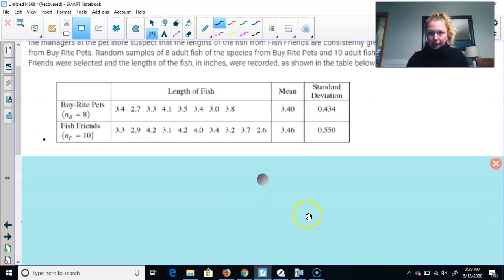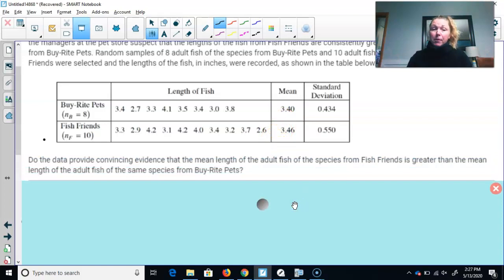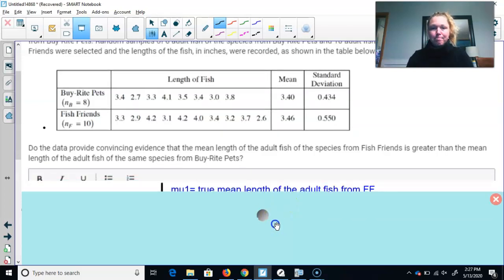Here we go, okay? So you can see that we have our data here, and then we have our statistics, which is kind of nice. That can eliminate a step for us, possibly. I'll talk about that here in a second. Do the data provide convincing evidence that the mean length of adult fish of the species from Fish Friends is greater than the mean length of the adult fish from the same species from Buy Right Pets?